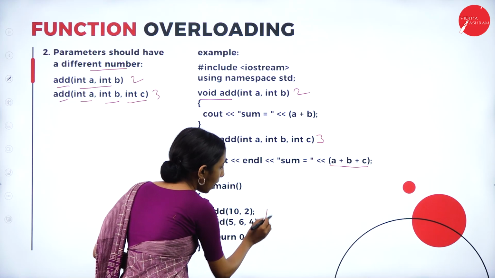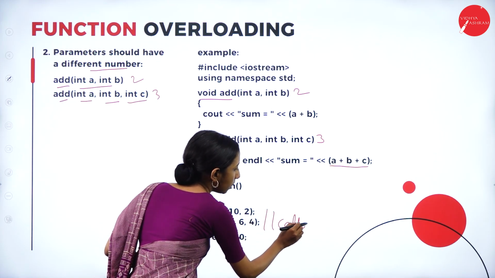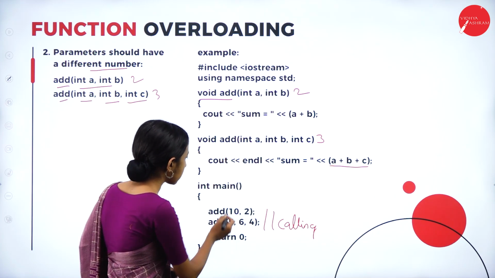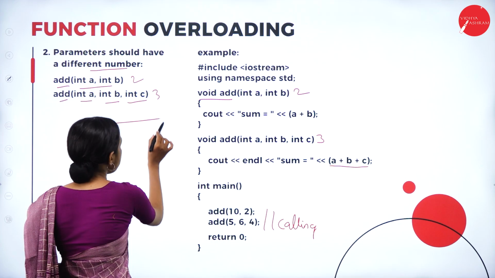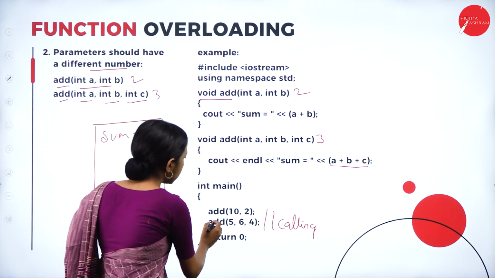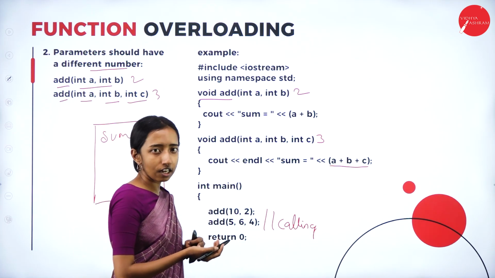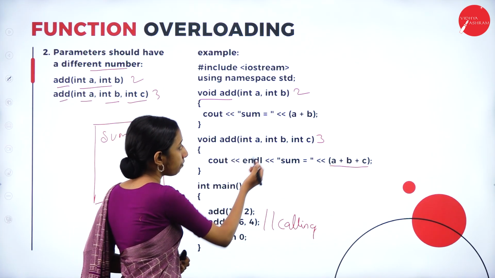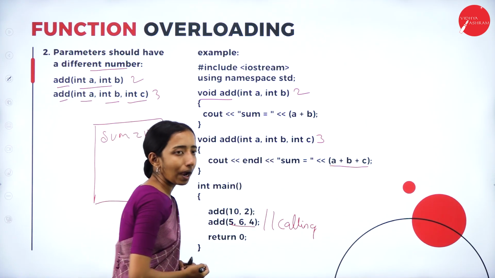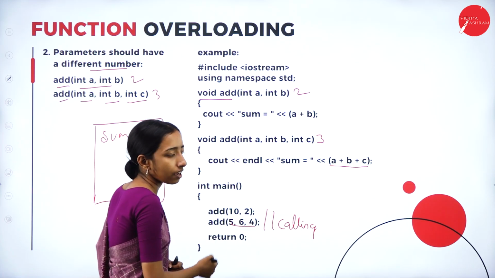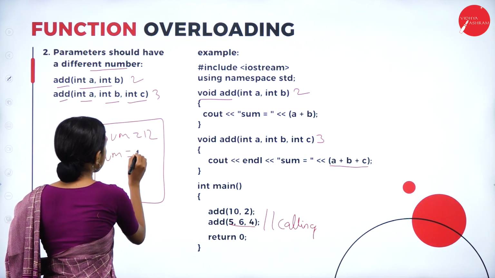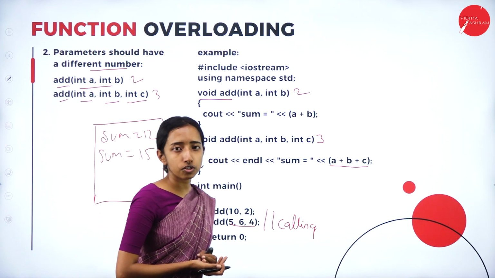Next we are calling. Again in the int main the function gets called. The add with 2 parameters is called and in the output screen we will have sum equals 12. Again next we have another function with the same name but a different number of parameters: int A, int B, int C. We are passing 3 arguments, that is 6, 4, 5. So we will have sum equals 15.